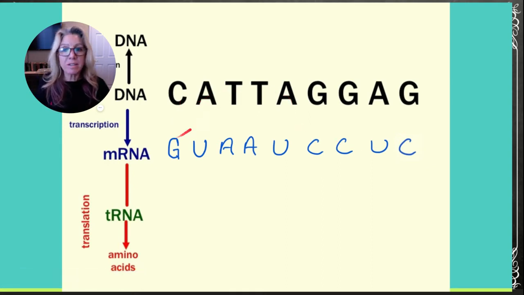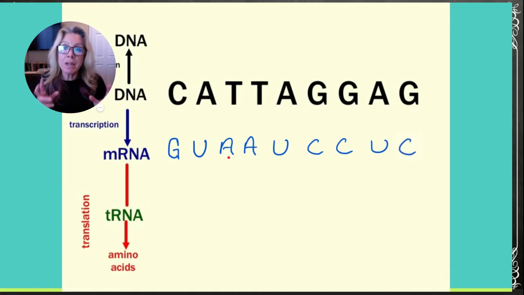C with G, that's still the same. Now A with U in the mRNA because we only have uracil, we don't have any thymine. Now notice I have A's here because the DNA had the thymine. The complementary mRNA will contain adenine.